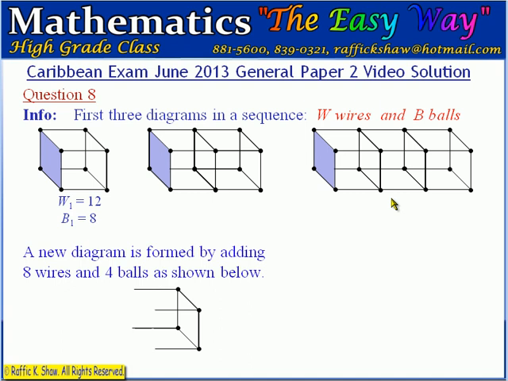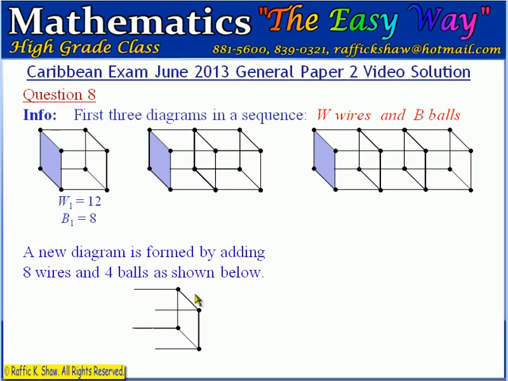We are now at question 8 of the CXC CSET June 2013 General Paper 2 exam video solution. In this question, we are given the first 3 diagrams in a sequence, and each diagram consists of a number of wires and plasticine balls. In this first diagram, we have 12 wires and 8 balls. The 1 here means diagram 1. So the number of wires in diagram 1 is 12, and the number of balls in diagram 1 is 8.